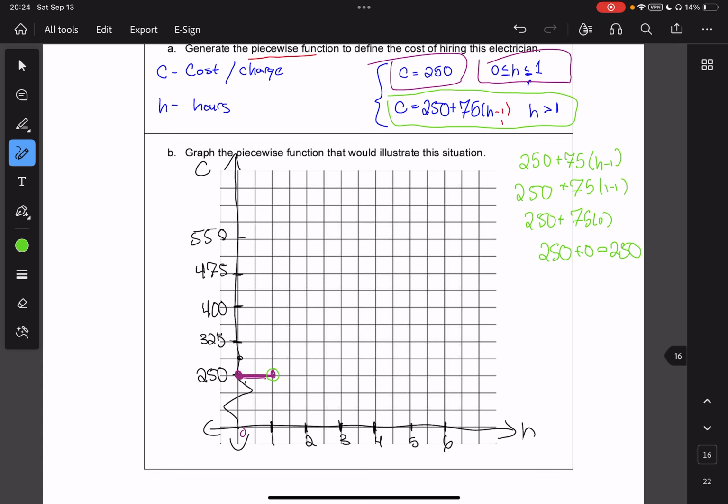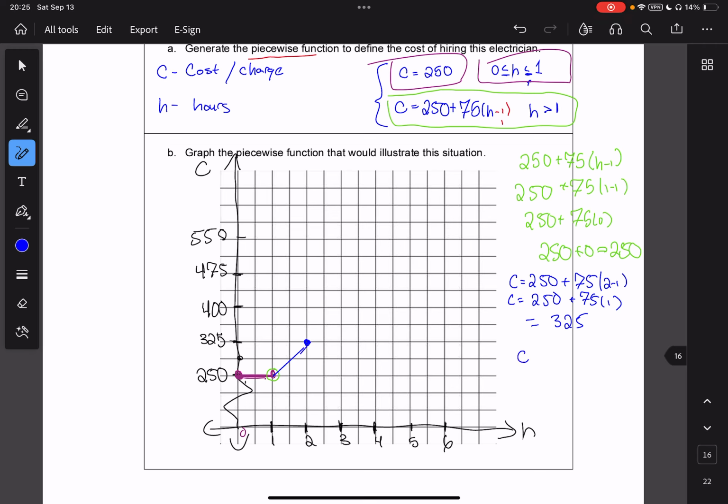So let's try another point. Let's try 2. If we put in 2, C is equal to 250 plus 75 times 2 minus 1, we get 250 plus 75 times 1, or this comes out to 250 plus 75, which is 325. So then at 2, we get 325. So that's our next point, and we can connect it.